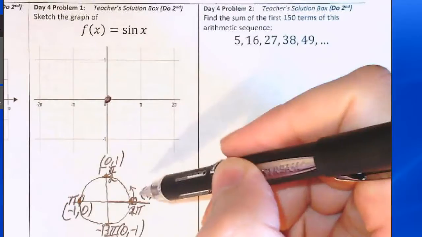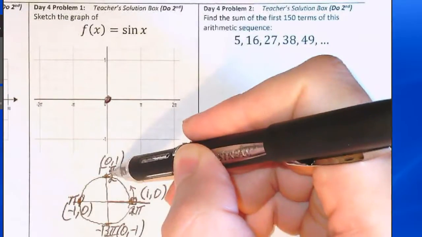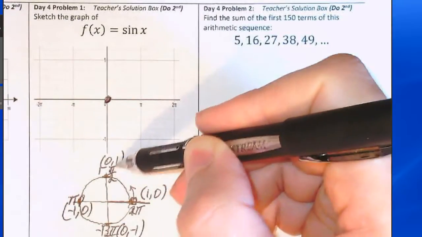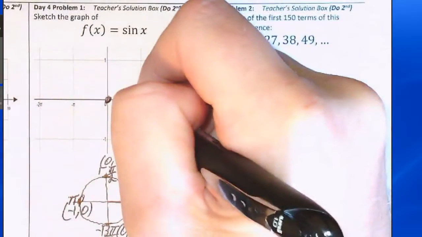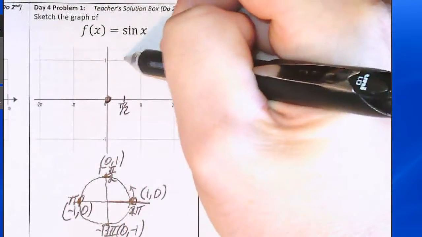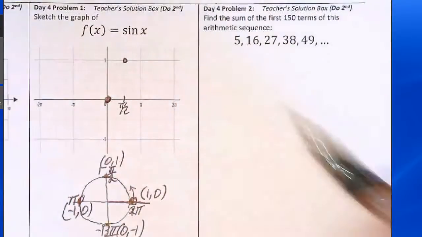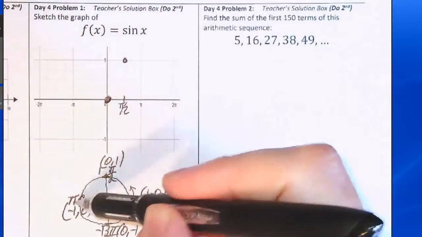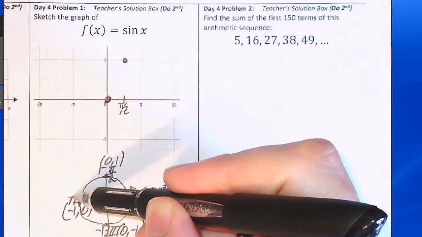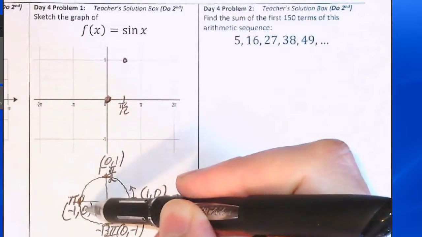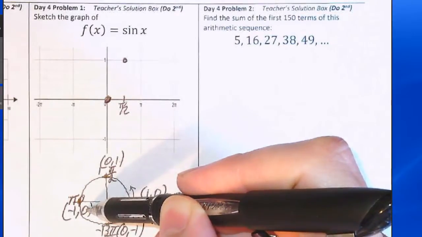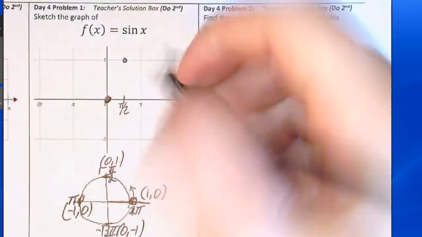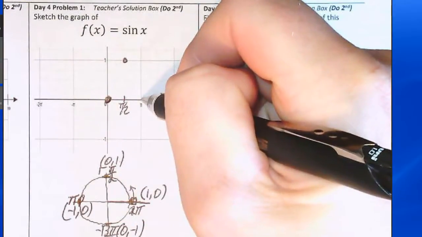The next x value to try is pi/2, because it's very easy to get the y value for pi/2. It's 1. So when x is pi/2, y turns out to be 1. There's the dot. Another number to choose for x is pi. For a pi radian angle, the y value on the unit circle is 0. So when x is pi, y is 0. And here's the ordered pair, pi, 0.